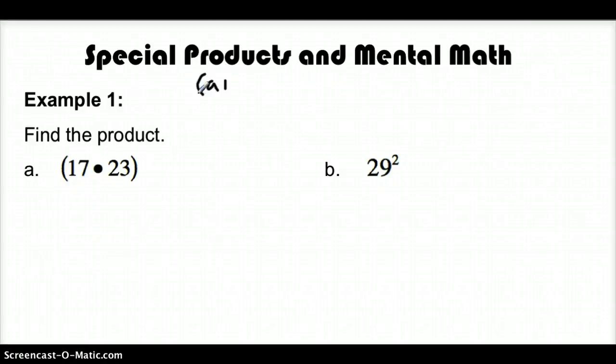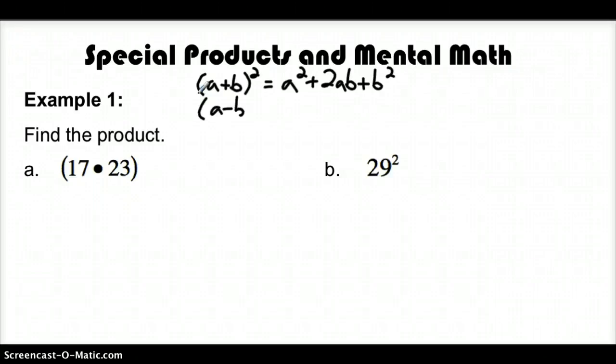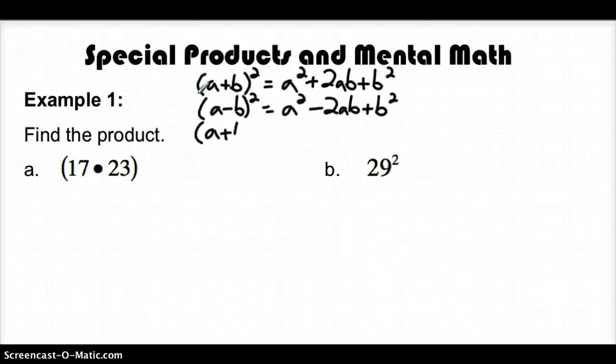Remember, the quantity a plus b squared is equal to a squared plus 2ab plus b squared. And the quantity a minus b squared is equal to a squared minus 2ab plus b squared. It's important that you either memorize these or are able to derive them by FOIL. Either way is fine with me. Looking at A, we can model this after the sum and difference pattern, a plus b times a minus b, which is a squared minus b squared.